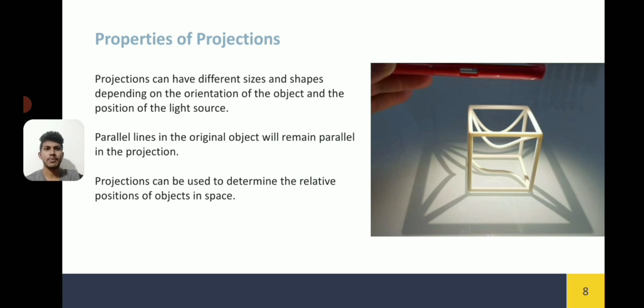Properties of projections. Projections can have different sizes and shapes depending on the orientation of the object and the position of the light source. Parallel lines in the original object will remain parallel in the projection. Projection can be used to determine the relative position of objects in space.